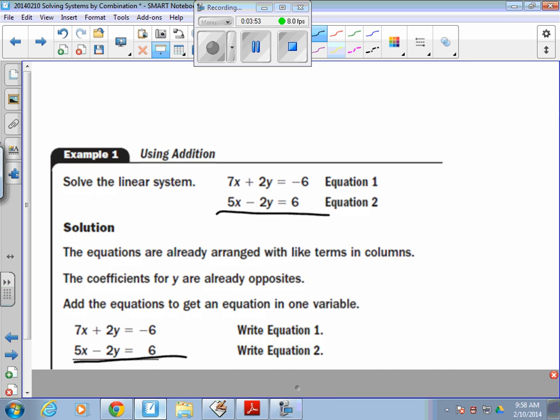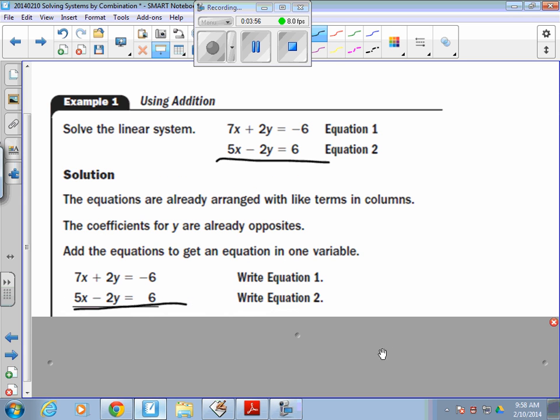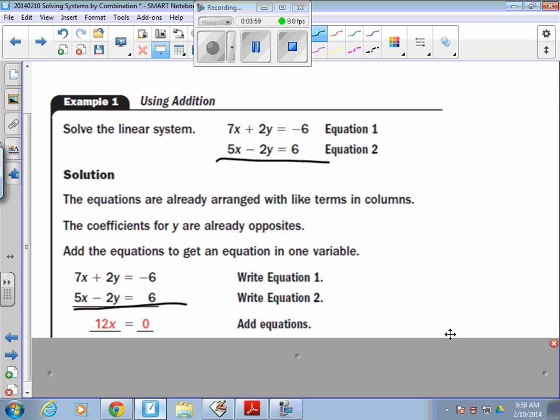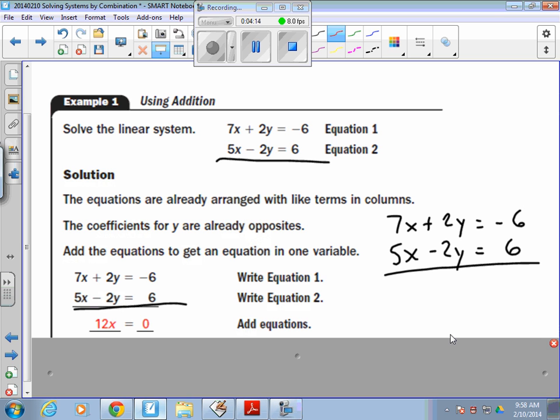Then combine the terms. Combine 7x and 5x, and you're going to get 12x. If I write it out here on the side, it'll look a little bit more like this to you: 7x plus 2y equals -6, and the other one says 5x minus 2y equals +6. Draw a line underneath the both of them. Combine your 7x and 5x and get 12x. Combine your 2y and -2y, and you have 0y, which eliminates it. That's the goal, to eliminate it. And then combine -6 and +6, and you get 0. So that's what they have on this next line. It says 12x equals 0 because you eliminated y.